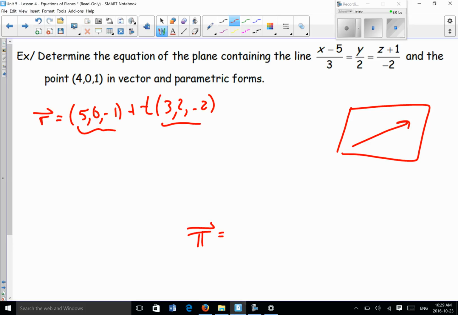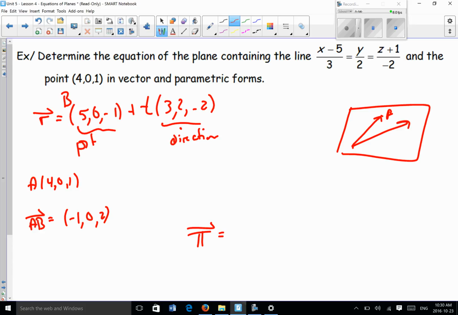Point, a direction. So all I need really is another direction. And I can find a direction because they gave us another point. They said the point (4, 0, 1) is also on there. So I'll call that point A, if you will. And I can give myself a second direction. How can I do that? Well, I've got point B and point A, so I know that AB would have to be (-1, 0, 2).